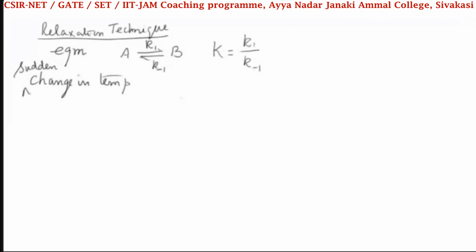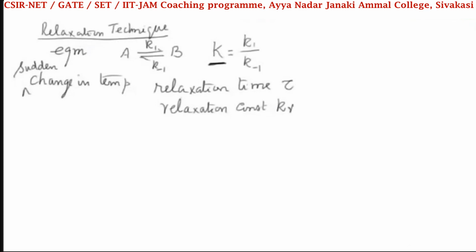And there will be some time required for the system to attain the equilibrium. That time taken we call the relaxation time. That is, the time taken for the system to reach equilibrium in the other state is called relaxation time. It is normally represented by tau. For the relaxation time, there is a constant called the relaxation constant, represented by small kr. And this K we call the equilibrium constant.